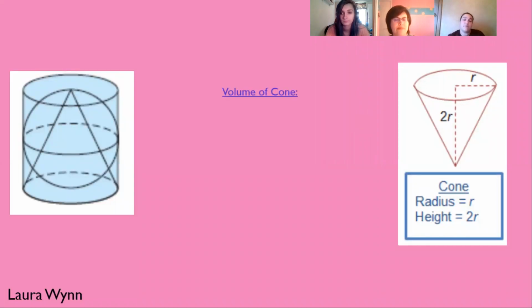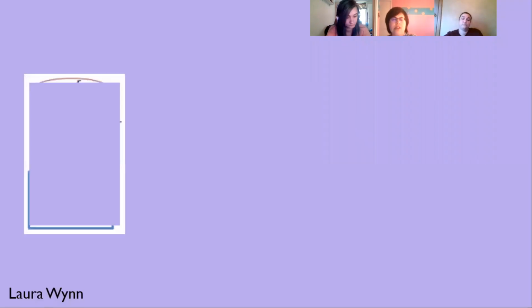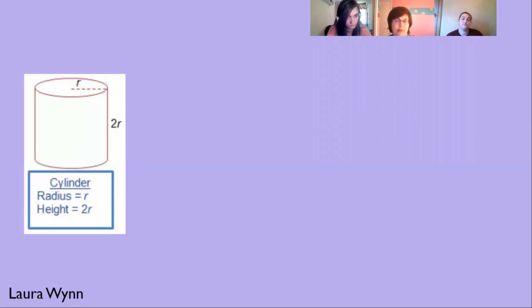All right, so our volume of the cone: the volume is 1/3 base times height, and our base is the area of a circle, pi radius squared. We're going to plug in the radius and the height they have given us into our formula. So 1/3 pi r squared times 2r will give us our volume of the cone, which is 2/3 pi r cubed.